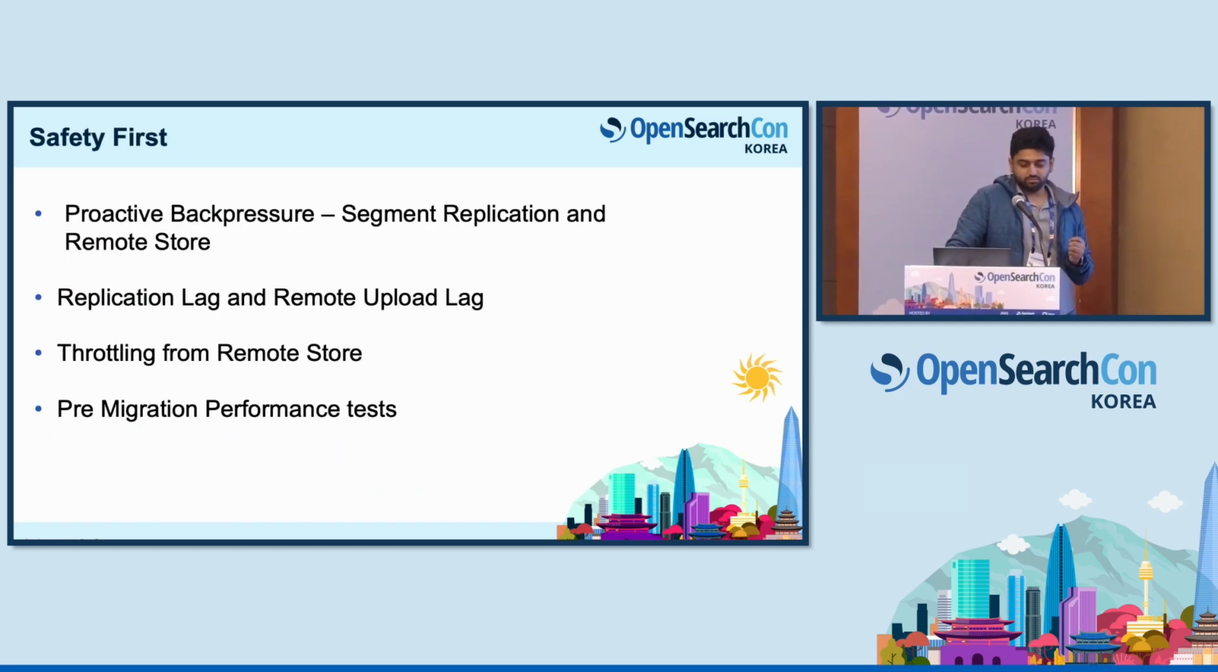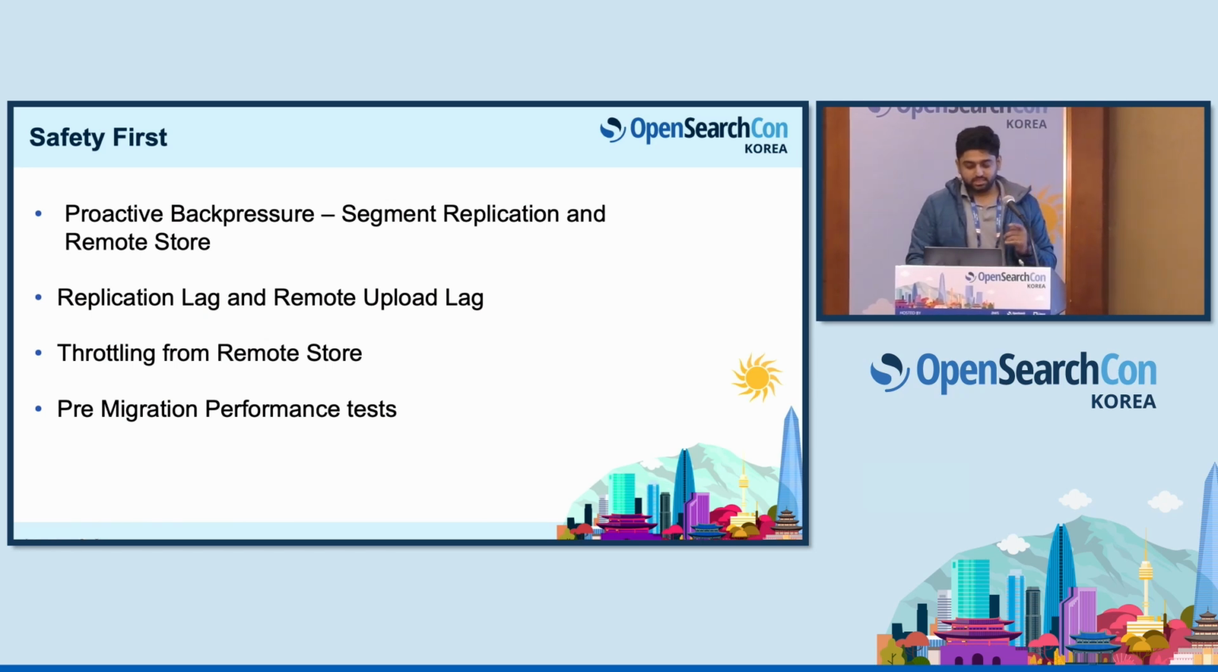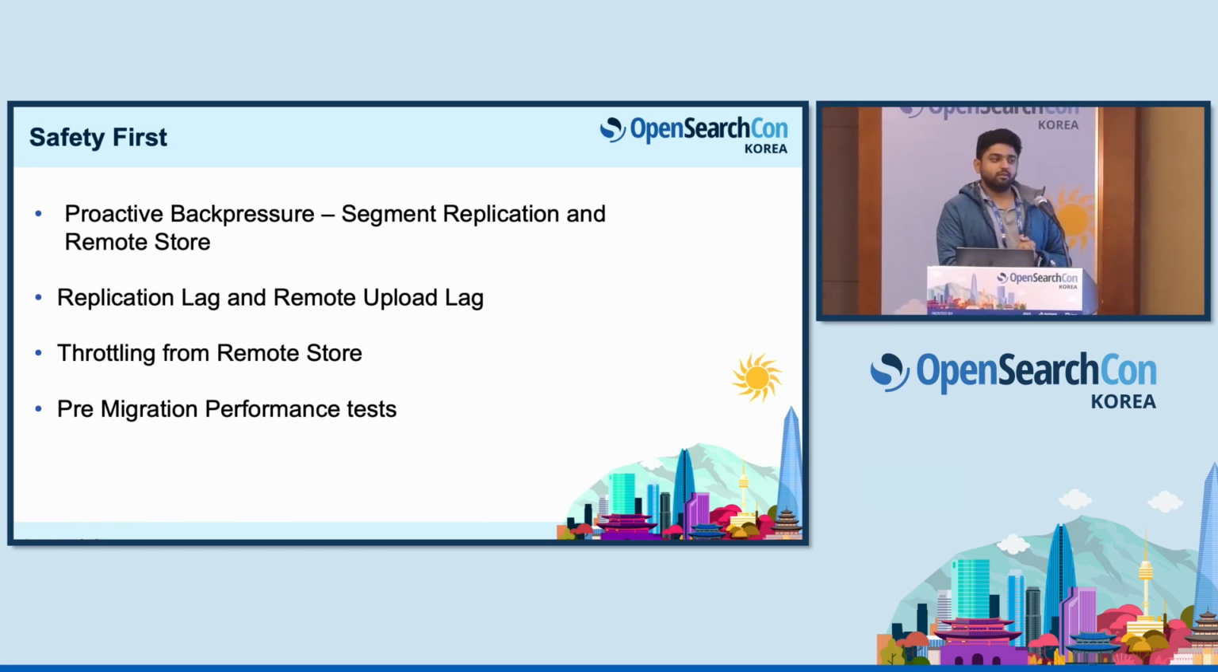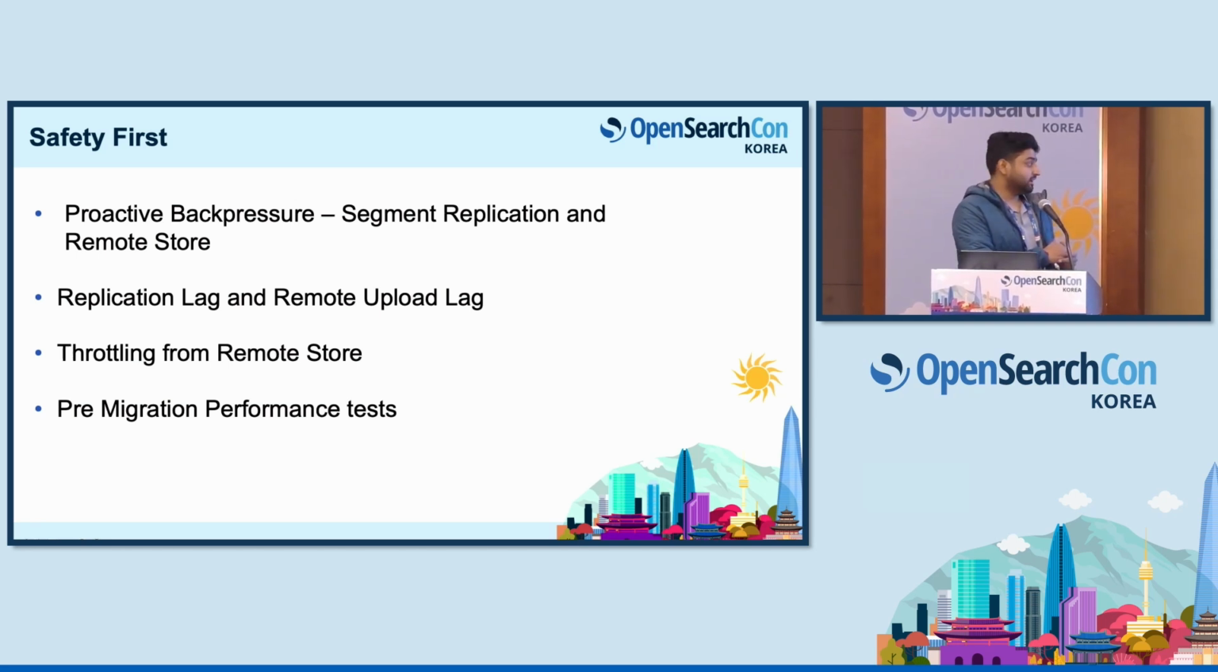Okay, now let's talk about some safety mechanisms. So we have introduced back pressure for segment replication as well as remote store separately, which monitors the important metrics and will reject a user's requests to the cluster if they are seeing a problem with the remote store or any other problem where your cluster is not performing well. So the main intention of introducing this back pressure is to not keep accepting users' requests because your cluster is not behaving in a healthy shape.